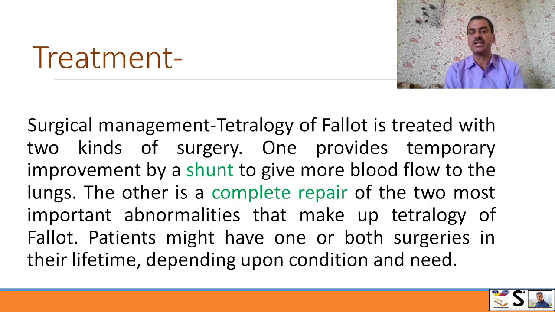Surgical management for tetralogy of Fallot is of two types of surgeries. One provides temporary improvement by a shunt, known as shunt procedure or shunt operation, to give more blood flow to the lungs. The other is complete repair of the two most important abnormalities that make up the tetralogy of Fallot. Patients might have one or both surgeries in their lifetime depending upon condition and need.